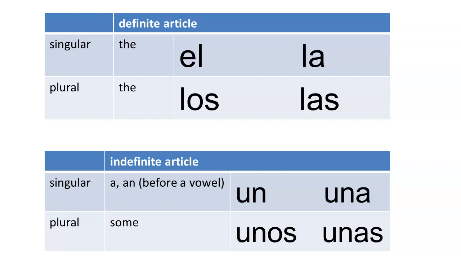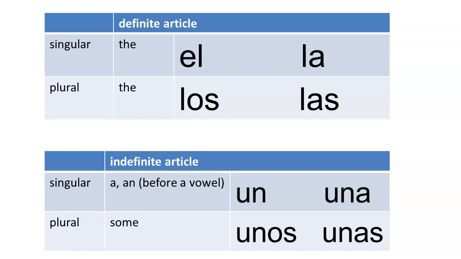The indefinite article, on the other hand, refers to something that is not so specific. In English, the indefinite article is a or an before a vowel sound, as in a car or an apple. For singular words. For plural words, it's some. For example, some cars or some apples. Again, when we use a or an or some, we're referring to something that is not very specific.